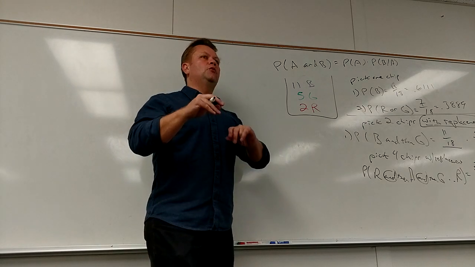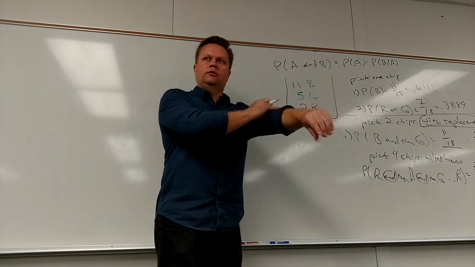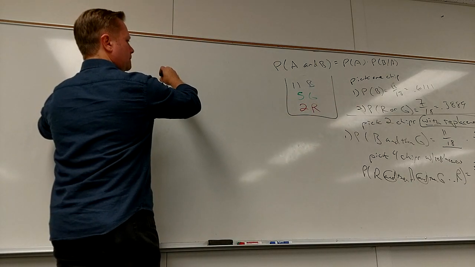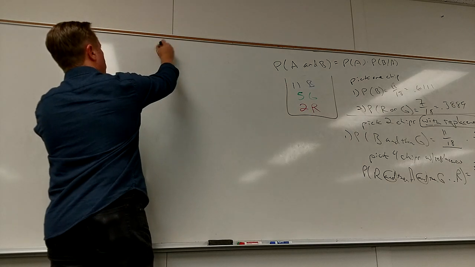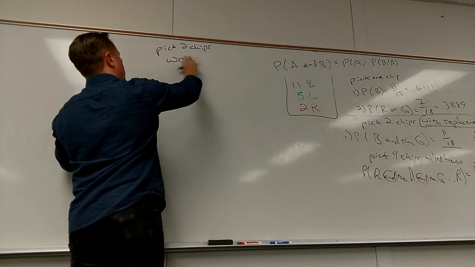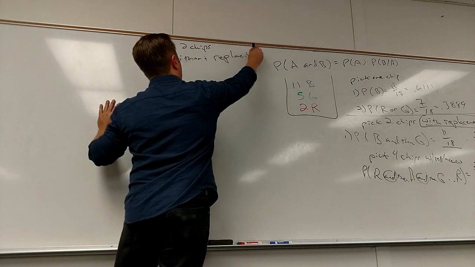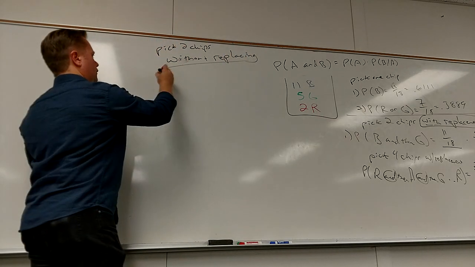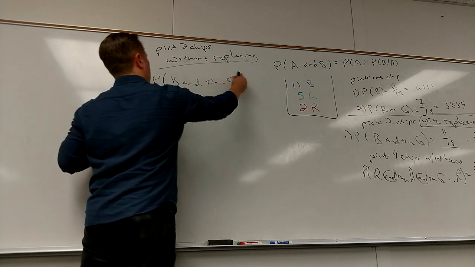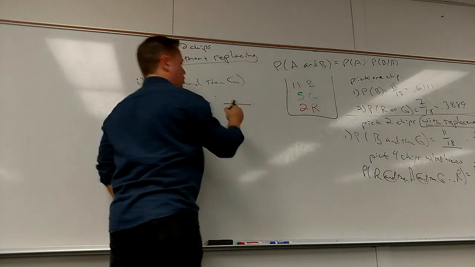Now, let's try some without replacement. And then I'll let you guys try some, and then we'll call it an early day. Okay. Let me see, where am I at? So let's do pick 2 chips without replacement. Find the probability that I get a blue and then a green. We'll do that same one again.